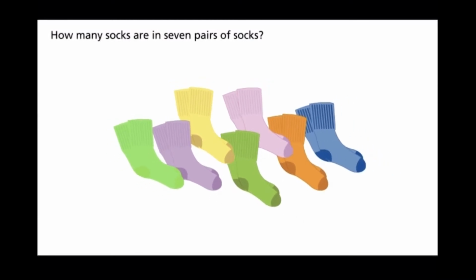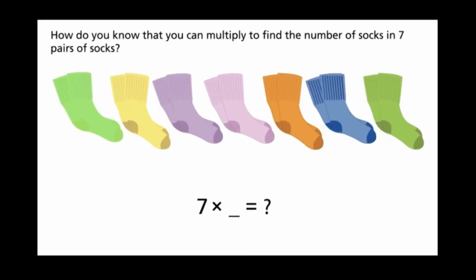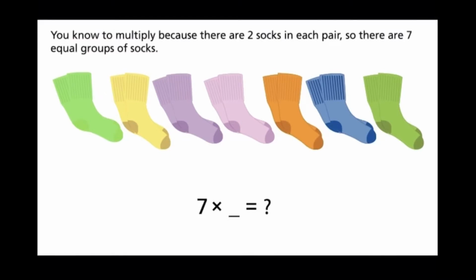How many socks are in 7 pairs of socks? What operation should you choose to join equal groups? Multiply to join equal groups. How do you know that you can multiply to find the number of socks in 7 pairs of socks? You know to multiply because there are 2 socks in each pair, so there are 7 equal groups of socks.